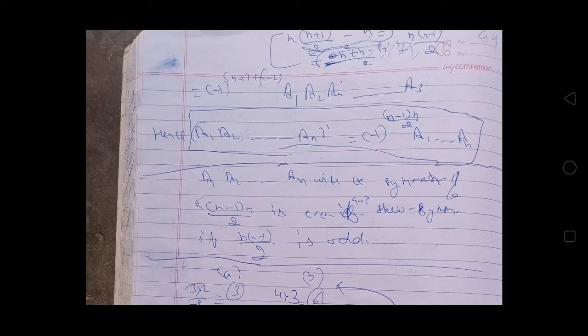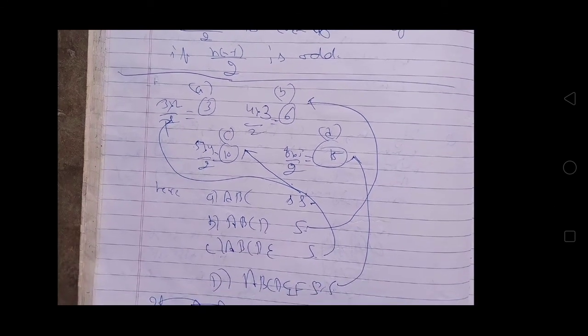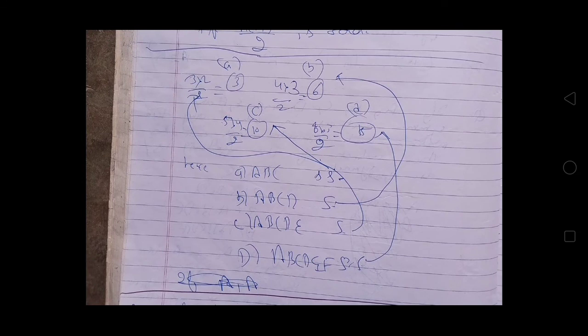Similarly, we will get the transpose of A1 into A2 up to AN equal to minus 1 raised to the power n into n minus 1 divided by 2 into A1 A2 up to AN. So A1 A2 up to AN will be symmetric if n into n minus 1 divided by 2 is even, and skew symmetric if n into n minus 1 divided by 2 is odd. So now you can check options A, B, C, D by putting the value of n.